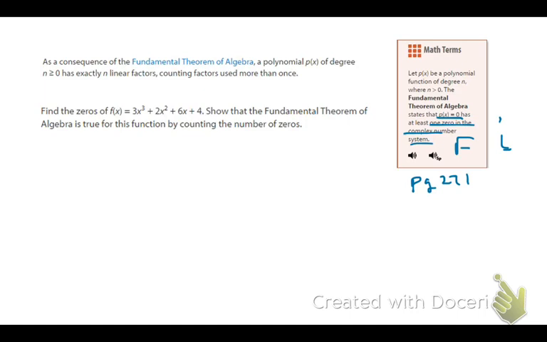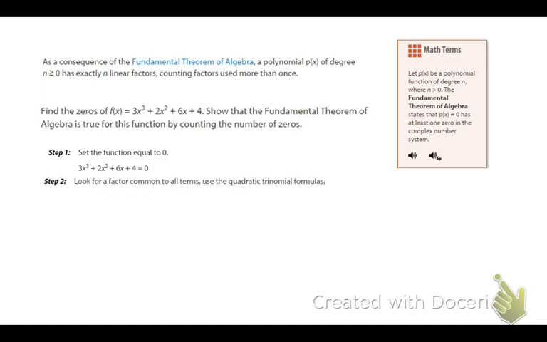So we're going to find the zeros of the function 3x cubed plus 2x squared plus 6x plus 4. We're going to show that the fundamental theorem of algebra is true for this function by counting the number of zeros that we find. So remember, the fundamental theorem is stating that, in fact, we are going to end up with some imaginary numbers. So the first thing we're going to do is set our function equal to 0. So it will look like this.